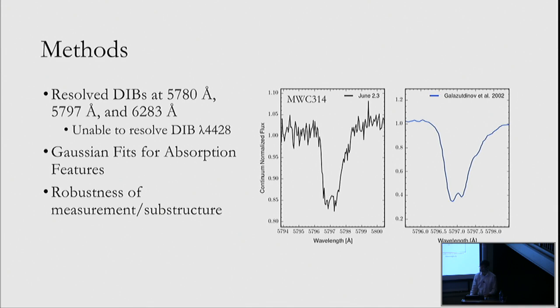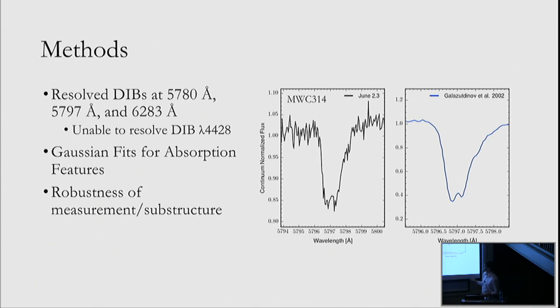And one might be worried about the robustness of measuring substructure in our features. So here's a representative plot of a DIB at 5,797 angstroms. You can see that this is our data, and this is the data from a paper that used a spectrograph with a spectral resolution of over 100,000. And you can still see the substructural features corresponding in our data and in their data.